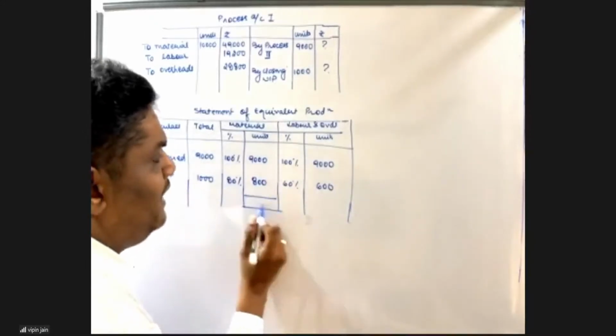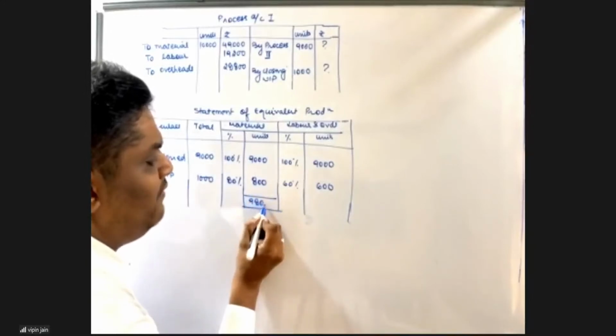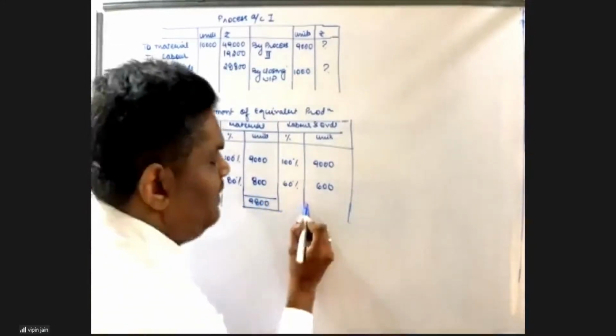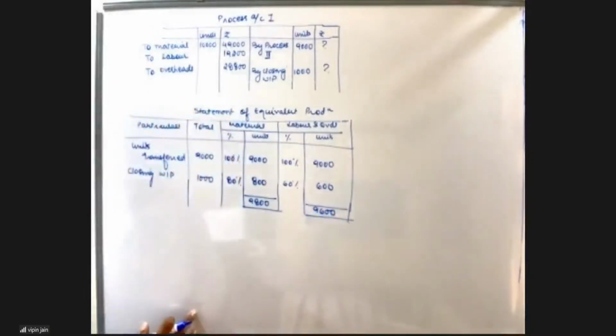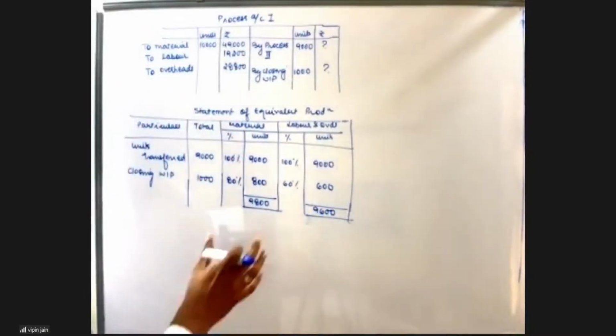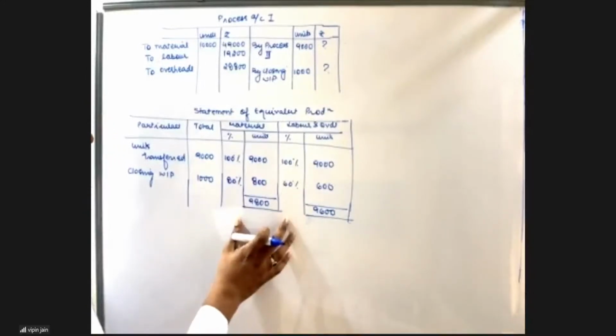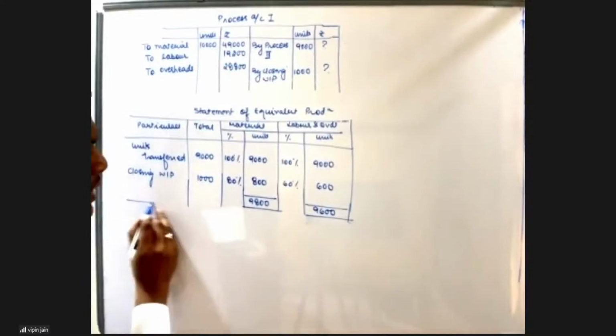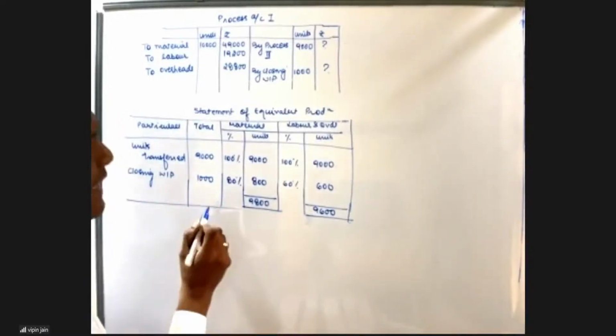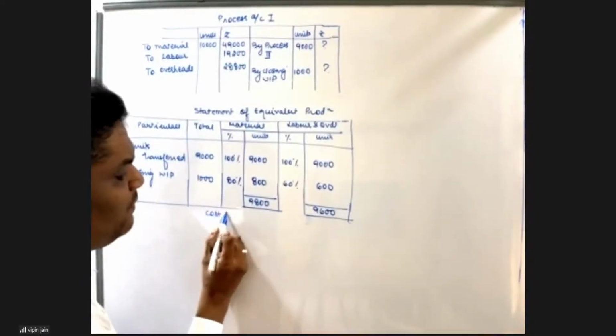So my equivalent number of units in respect of material will be how much? 9,800, and in respect of labor and overheads, it will be 9,600. These units are 100% complete. So now we have got the equivalent number of units. Now let's calculate the cost per unit.